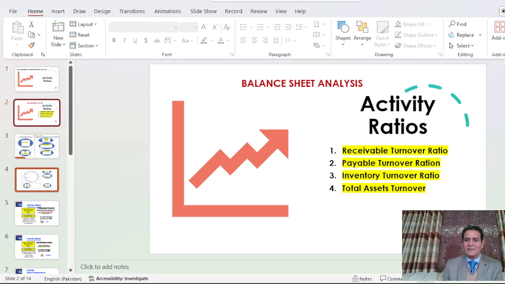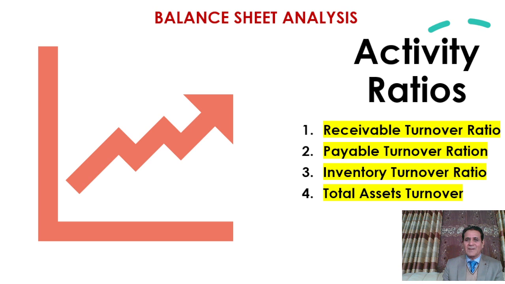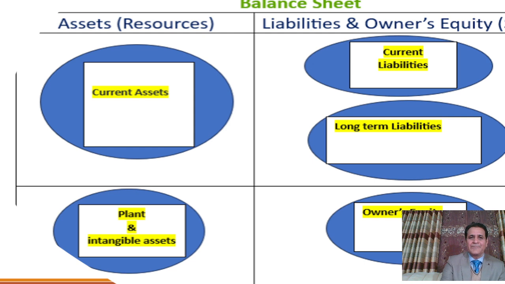So we need to discuss the activity ratios. The activity ratios are: number one is receivable turnover ratio, and then payable turnover ratio, inventory turnover ratio, and then total asset turnover.